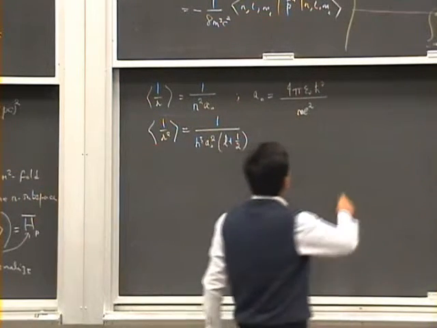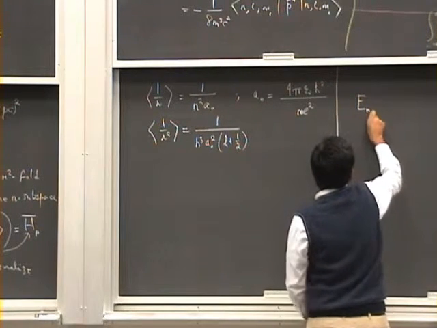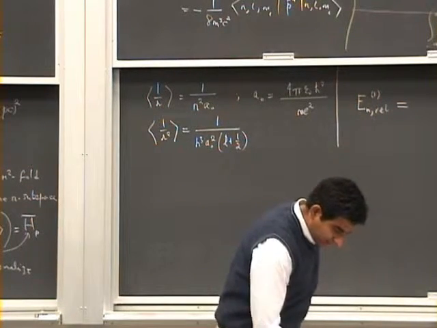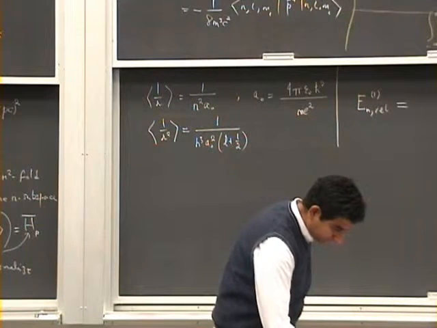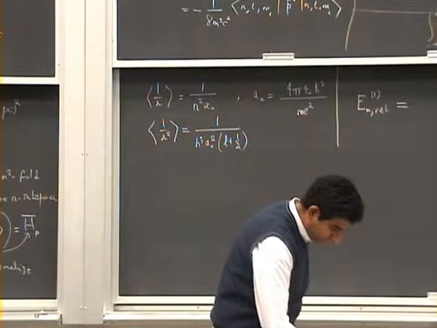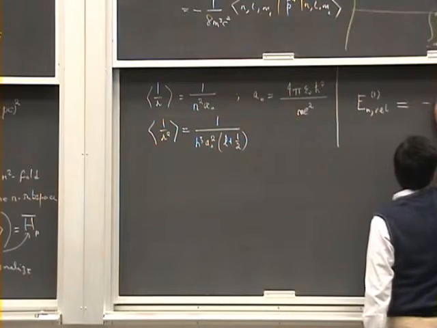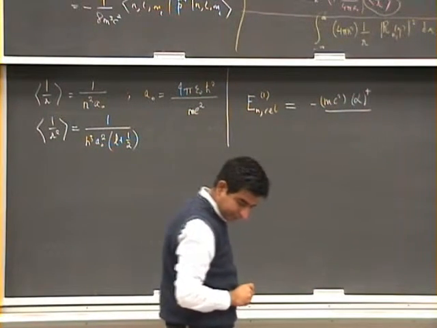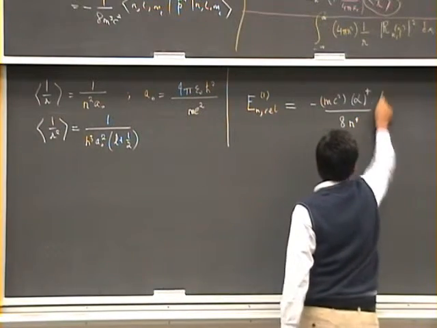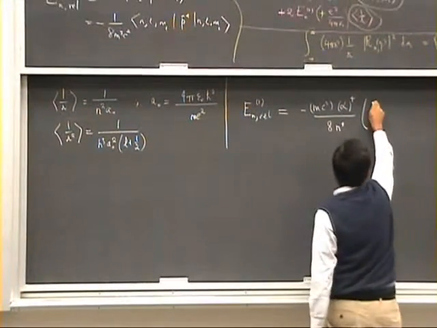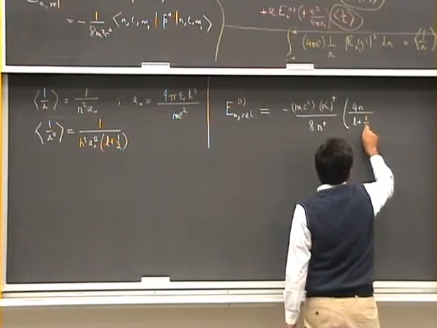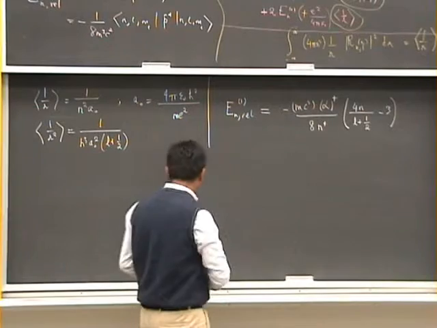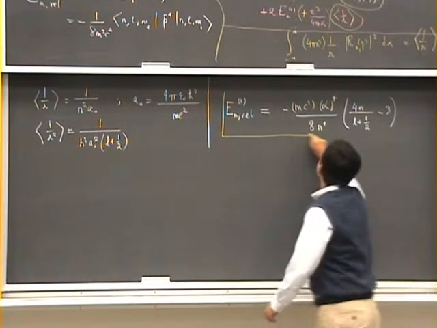Now if you plug in all of these values, the relativistic corrections to the energies to the first order come out as minus m c squared alpha to power 4 divided by 8 n raised to power 4, 4n over L plus half minus 3. Important result. Now it's a long tedious algebra.